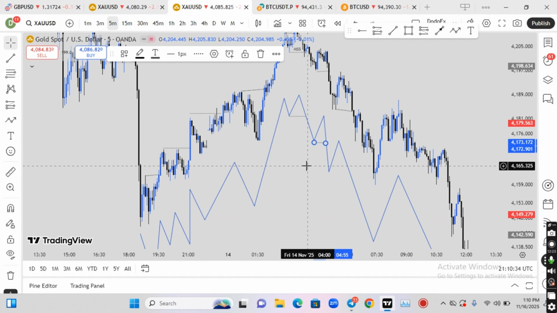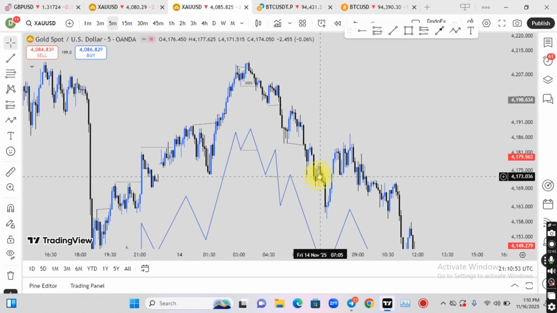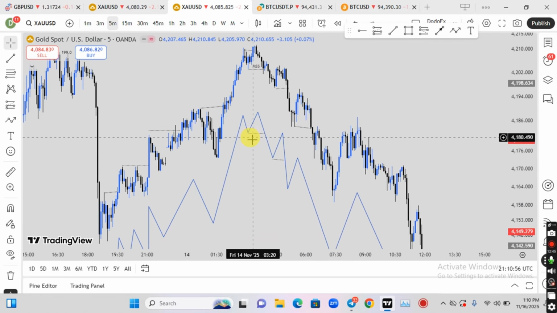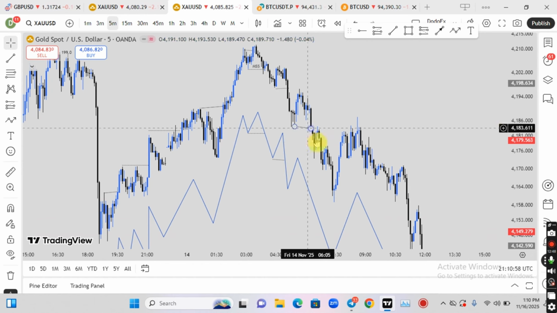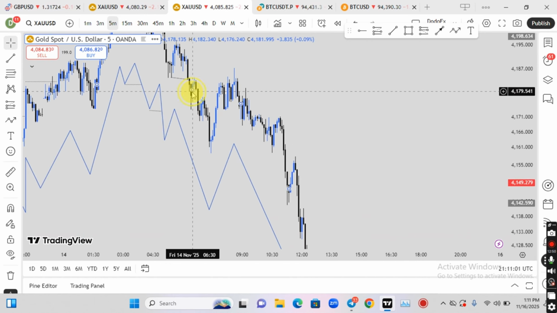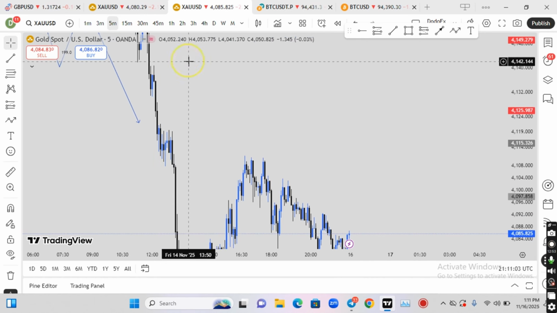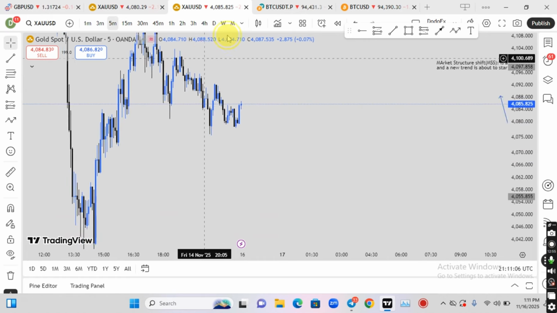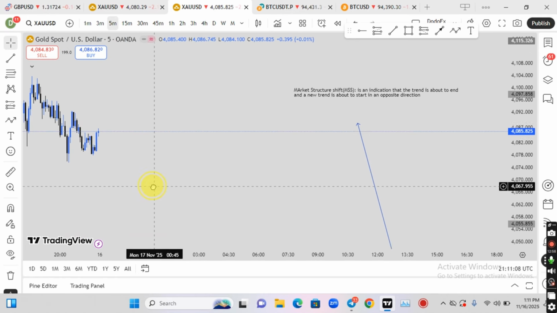Understand? But whenever you see a market structure shift, that means the current trend you are on is about to change. That means if you are on a buy level, you start looking for sells. If the market is on an uptrend, you start looking for a downtrend opportunity so that you enter the trade. That's what break of structure and market structure shift mean. So whenever I see price like this, if I see a market structure shift, I'll start looking for sells on the trade. You understand, right? So that's what it all means. Hope you understand what break of structure and market structure shift mean.